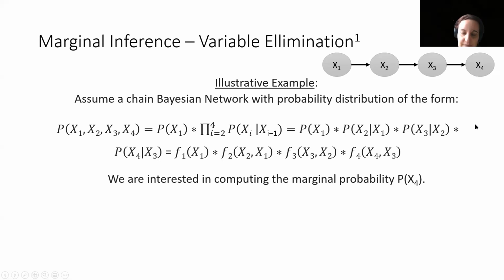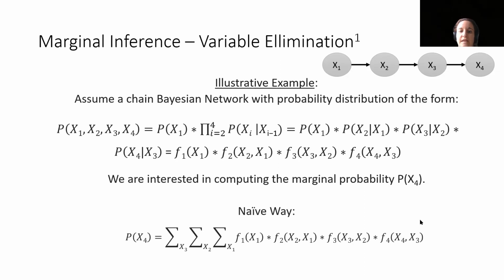Okay. And so having now the joint probability distribution, we are interested in computing the marginal probability P(x4). The naive way for this is that we marginalize all the other variables. So it will be the probability distribution that we saw above, marginalizing x1, x2, and x3. Okay. Now, why is this the naive way? Because if we write it that way, we basically need to find all the combinations of x1, x2, and x3.